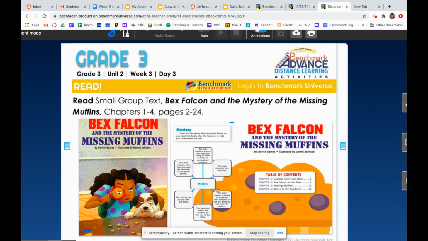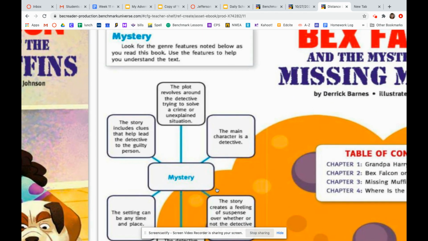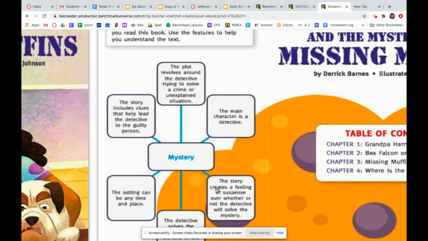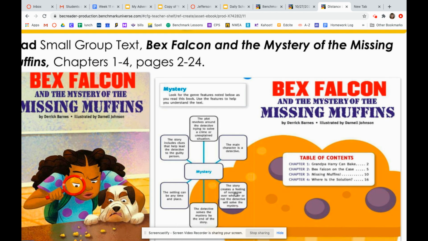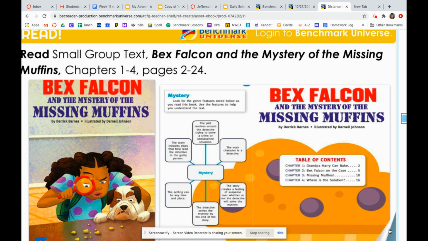I hope you do too. There are certain things, actually, they're features that you will always find in a mystery genre. And if you read right around the word mystery, this is a word web and it gives you a bunch of information about what you will find within a mystery book. So I hope you enjoy reading about that. I love suspense. Let's look at the next page.